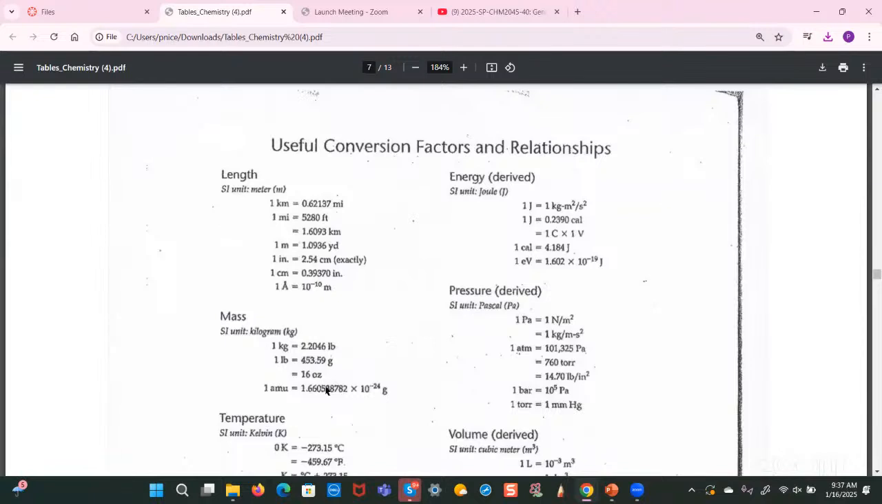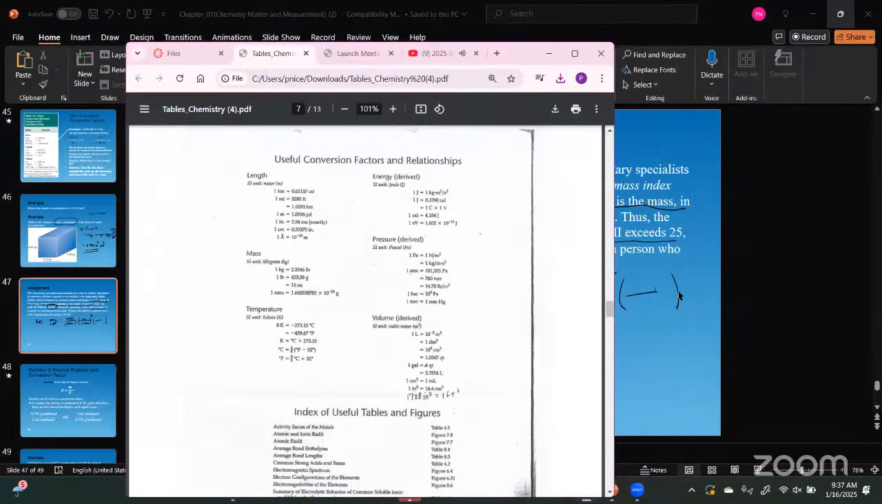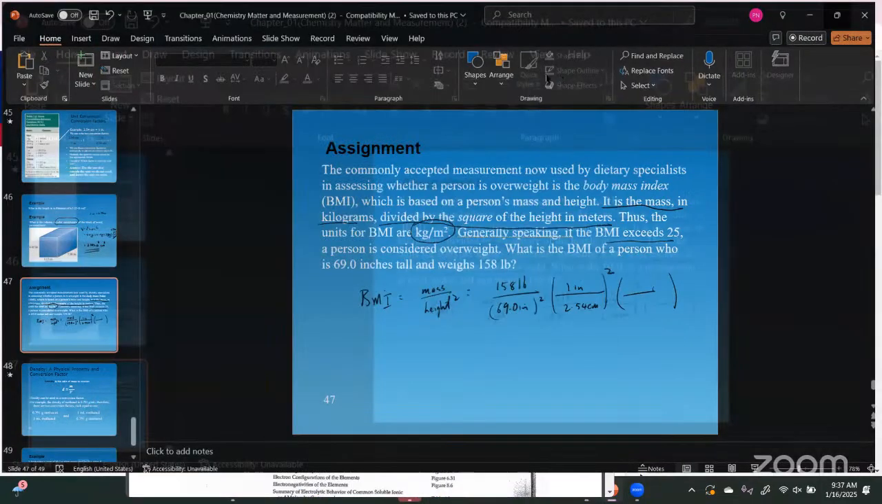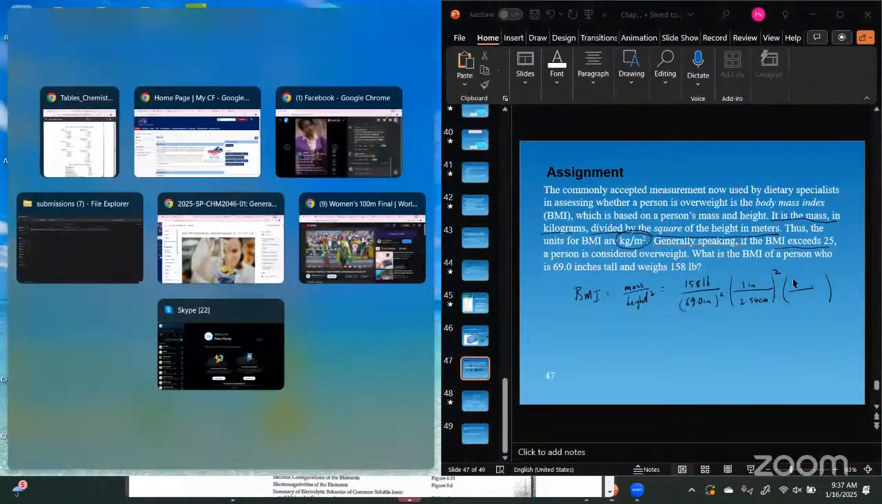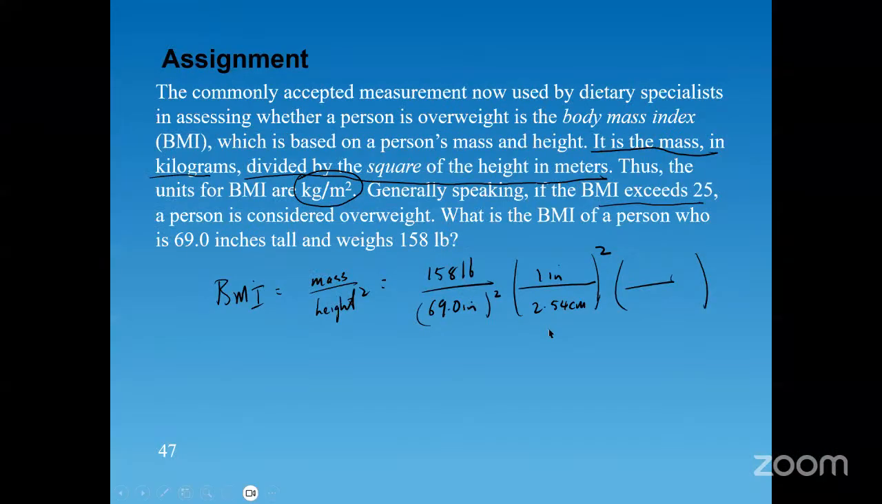So basically, 1 kilogram is equal to 2.2046 pounds, right? So here I'm going to put down here 2.2046 pounds. And up here I'm going to put 1 kilogram. All right, and that's the setup.